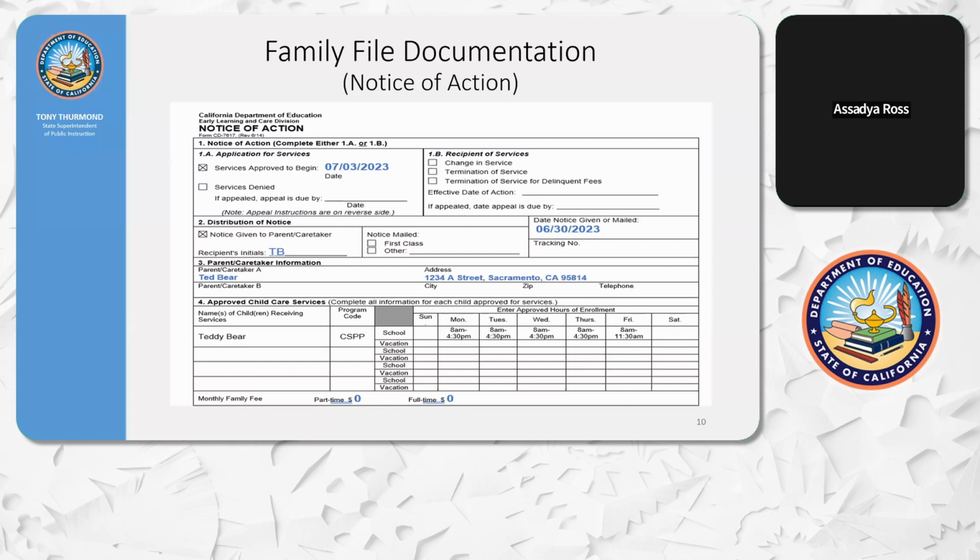So here we have an example of a notice of action. Some important information that we're going to look at on this particular document is the services approved to begin date for this child, which was July 3rd, 2023, in the upper left-hand corner. In area number 4, this is going to show the approved child care services for the child. So it'll show the name of the child or children receiving services, the program that they're enrolled in, which will be CSPP, and then the certified days and hours of care are going to be listed.